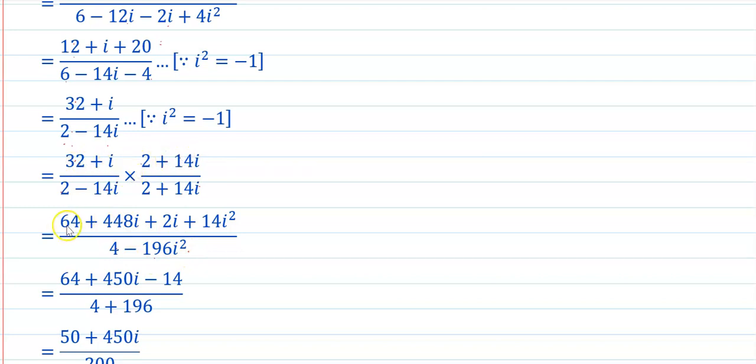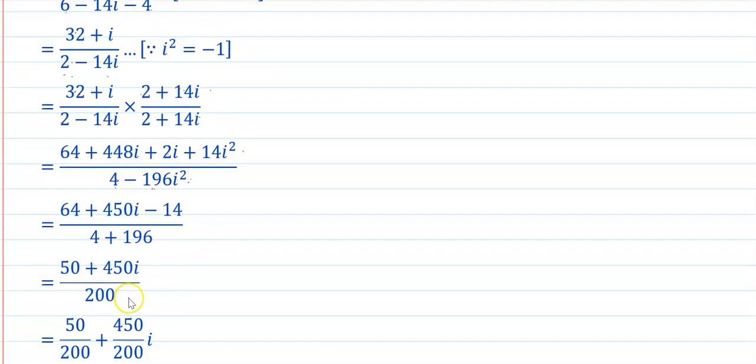32 into 2 you will get 64. 32 into 14i you will get 448i. i into 2 you will get 2i. i into 14i you will get 14i square. And for the denominator, 4 minus 196i square. i square is minus 1. This minus and minus will become plus. 4 plus 196 you will get 200.